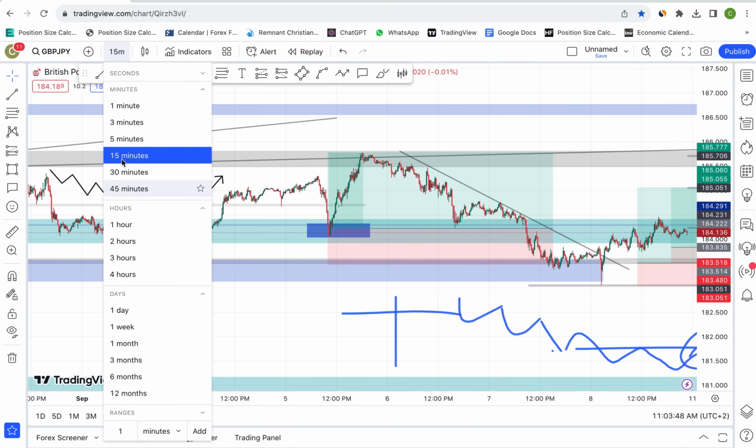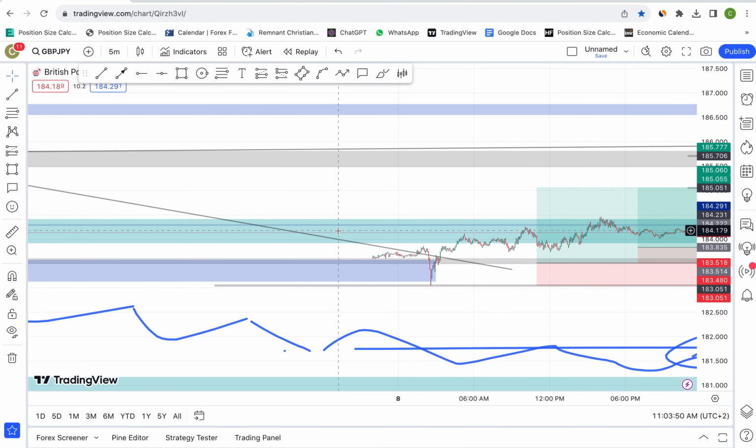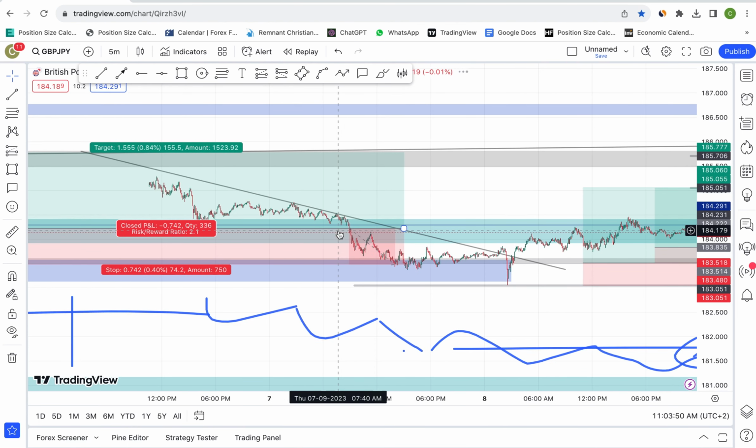So 15 minutes does not give us justice. Let's go to the 5 minutes time frame. Let's see if justice will be done right here.